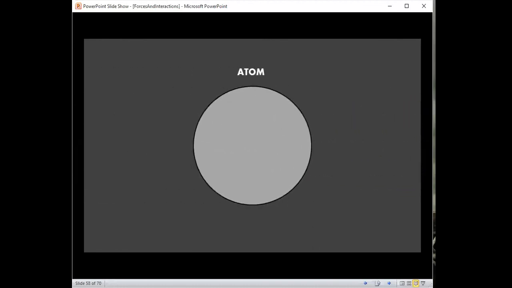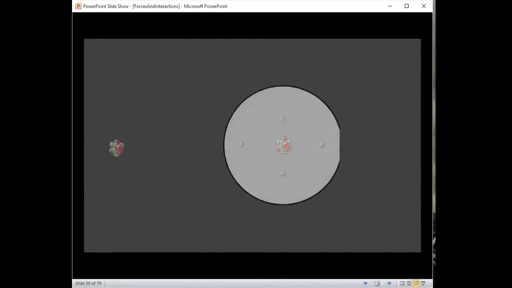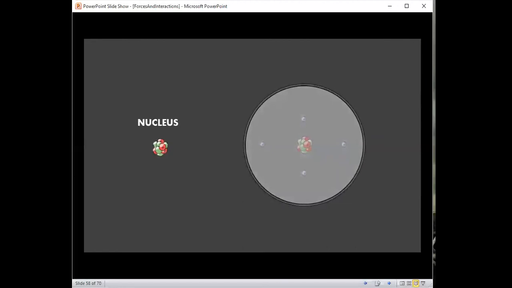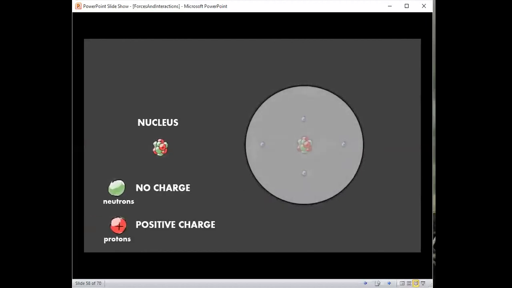So here, remember, we have the atom, and inside that atom are particles. Now we're going to focus in on this little clump right in the very middle. That little clump is called the nucleus, and inside the nucleus there are two special particles. First one is called the neutron, and the neutron has no charge at all. The second one is called the proton, and the proton carries a positive charge.